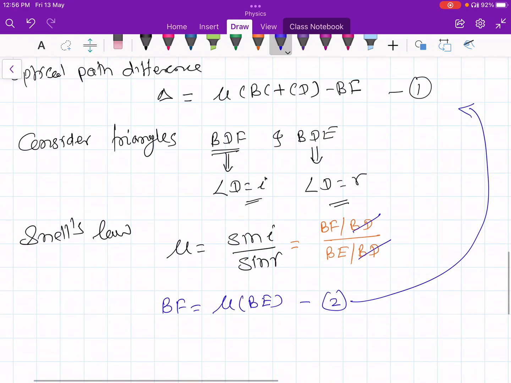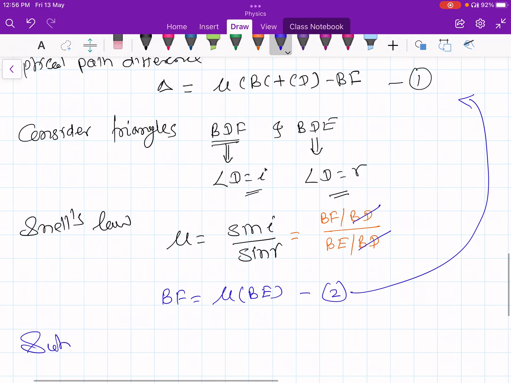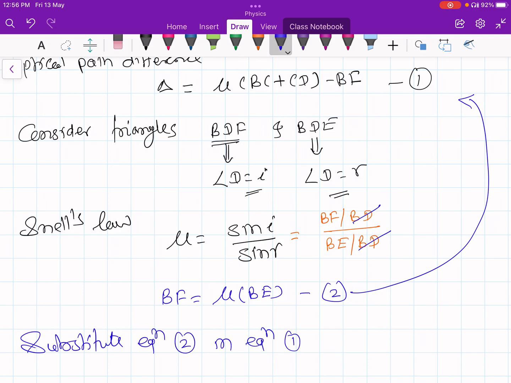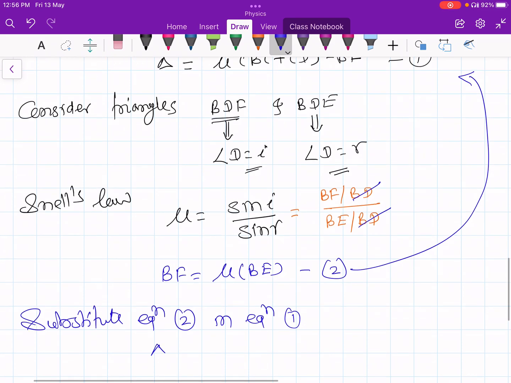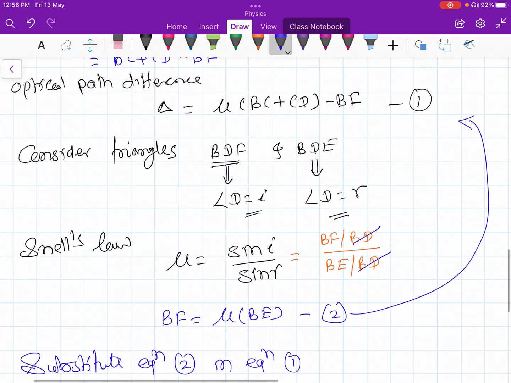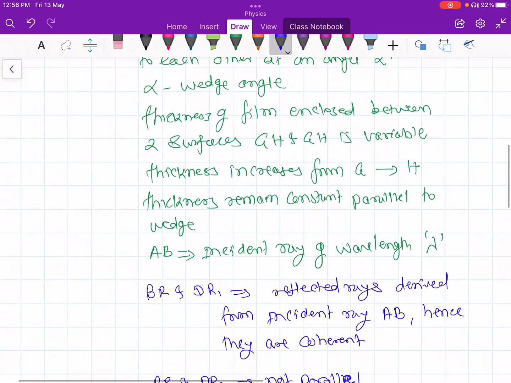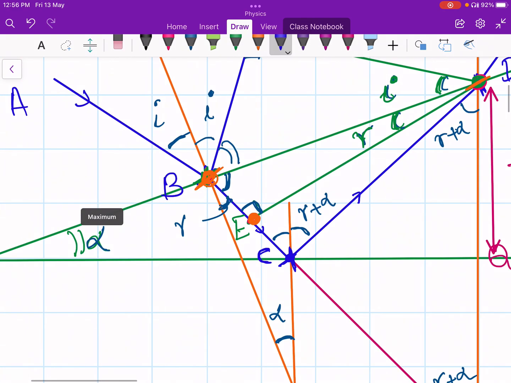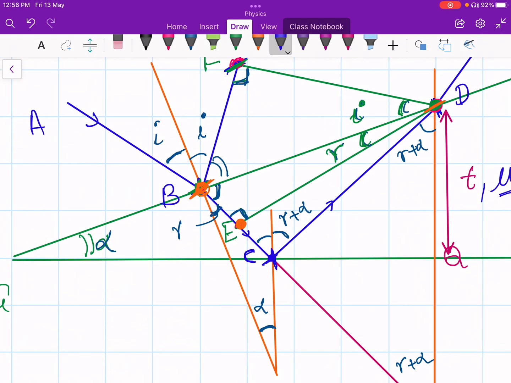Then substitute equation 2 in equation 1. In equation 1, the optical path difference delta is equal to mu times BC plus CD. But I will replace this BC. See in the diagram, this BC I can write as BE plus EC.